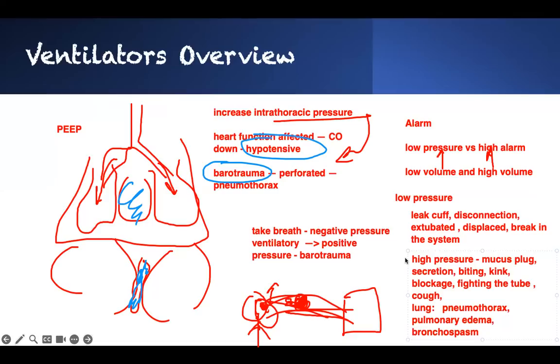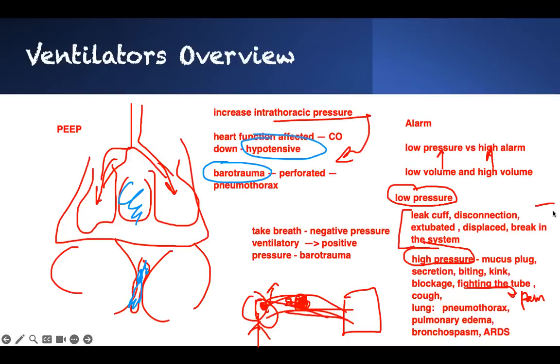Remember, there's blockage. It's causing blockage in the system that can do that. Acute respiratory distress syndrome can do that. Also, high pressure alarm. Here, fighting the tube, something came into my mind. Pain. If they are in pain, they will give you high pressure alarm. So know this, the low pressure alarm is very little, only a few things. So I suggest you learn more.